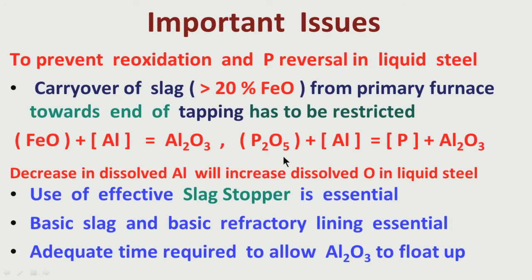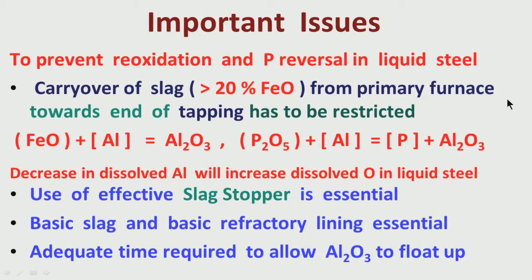Now, if this slag comes into the ladle during secondary refining, this phosphorus oxide may react with aluminium. That means, after deoxidation, whatever soluble aluminium is there in liquid steel, the phosphorus oxide in the slag may react with it, and you see the phosphorus will come back. We call it rephosphorization. So, it is called phosphorus reversal from slag to liquid steel. So, reoxidation of liquid steel and phosphorus reversal in liquid steel, these two will be possible if there is a carryover of slag from the primary furnace. Is this clear? Try to think over it, what is happening here.